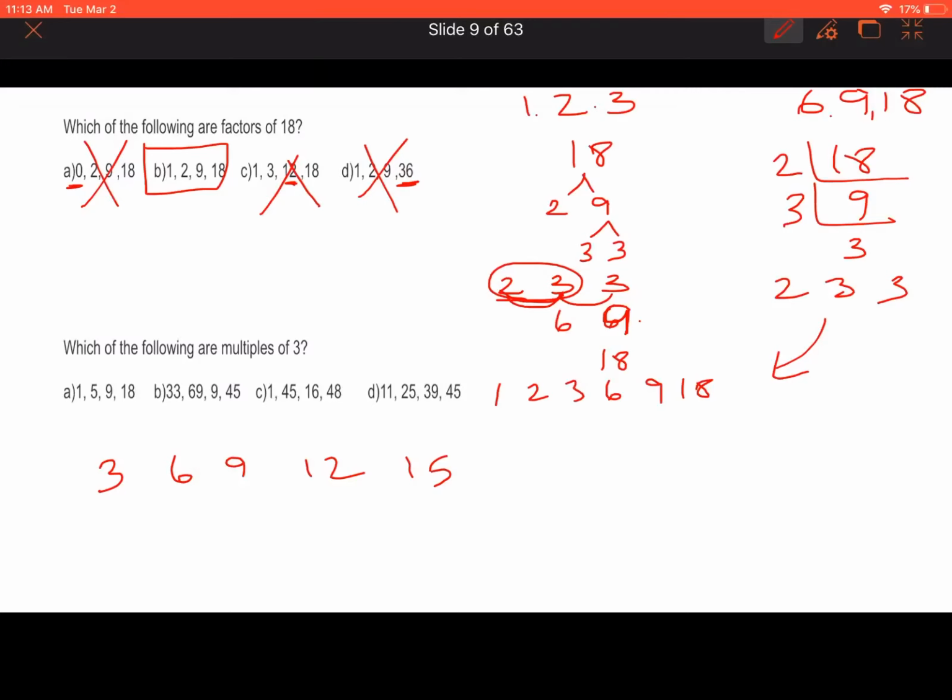When we check the first option, 1, 5, 9, 8, 1 is not divisible by 3. Will rule out. Second option is 33, 69, 45. The easiest method to find out whether the number is a multiple is to add the digits and divide by 3. So 3 plus 3 is 6, 6 will be divided by 3. 6 plus 9 is 15, it will be divided by 3. 9 can be divided by 3. 45, 4 plus 5 is 9, it also divides by 3. So this is going to be the answer.